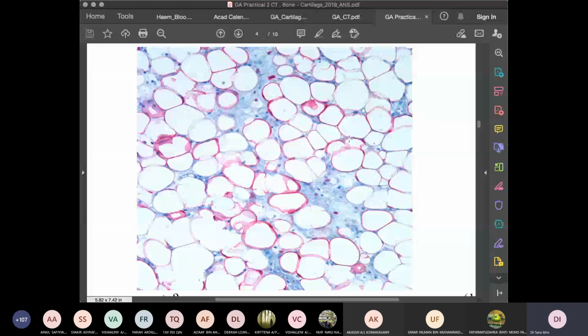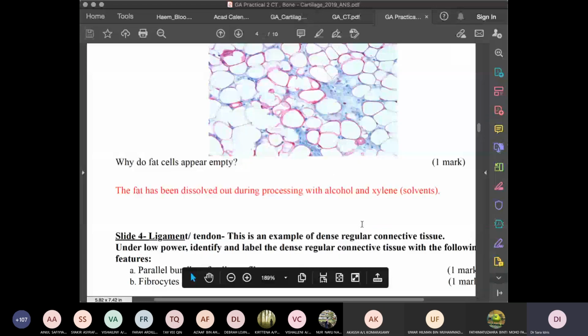And this appears empty, again, because you have processed it with the solvents that you need to prepare the slide. The solvents are alcohol and xylene.